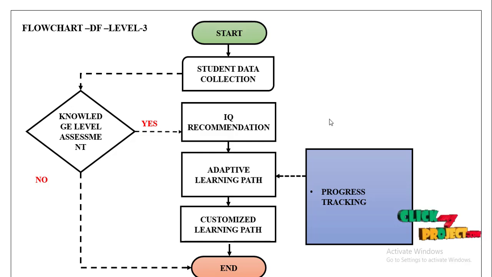For IQ level monitoring, once the user enters the test, a total of 15 questions are imported, and based on the answers the IQ recommendation is predicted. After that, we are directed to the adaptive learning path and then the customized learning path, based on the progress tracking method, and finally log out of the process.